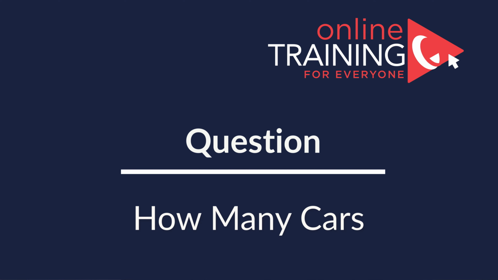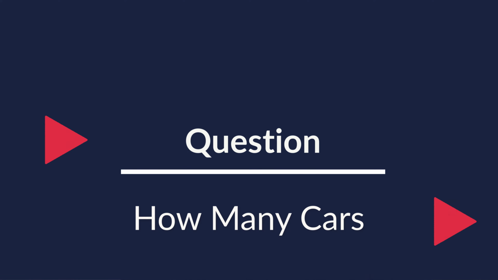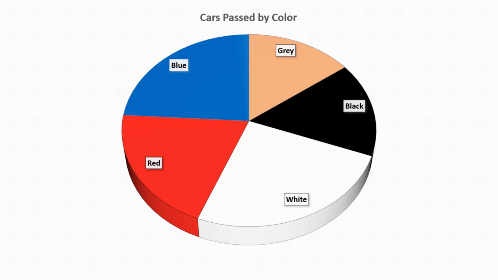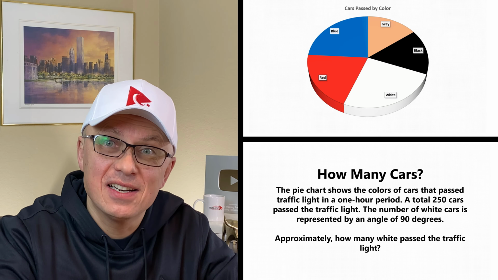A lot of times, you get tested on your ability to analyze charts and graphs. In this question, we see a pie chart, which is broken down into parts. You see parts presented in different colors: white, red, blue, gray, and black. And the question asks you how many cars.